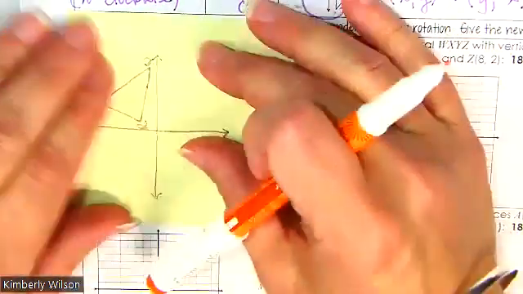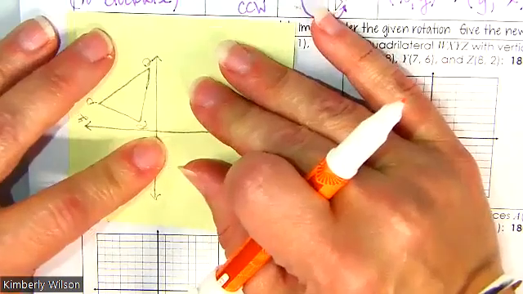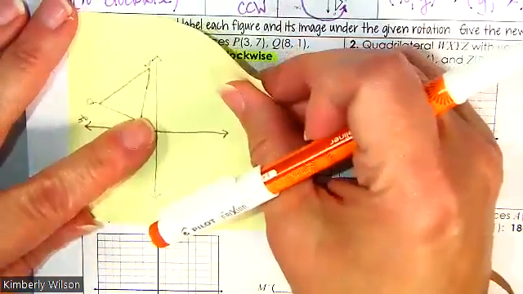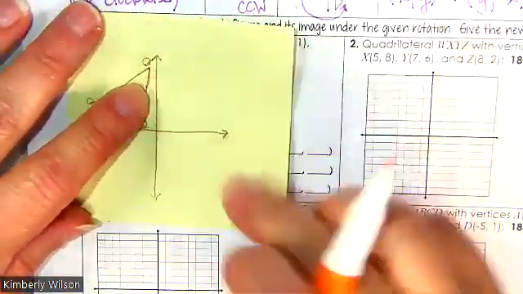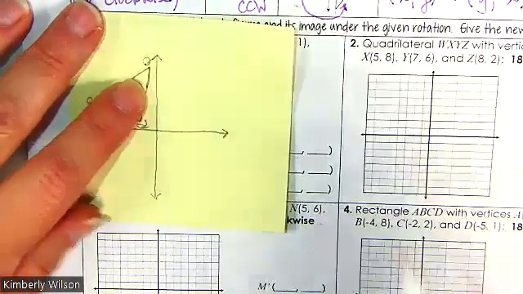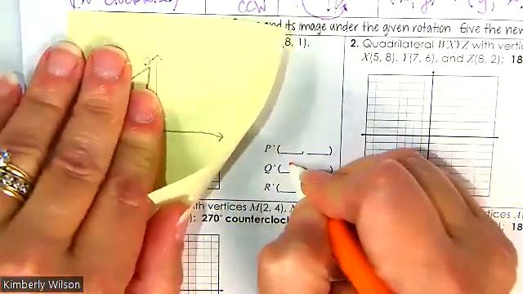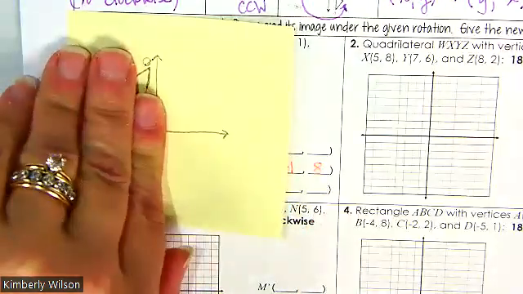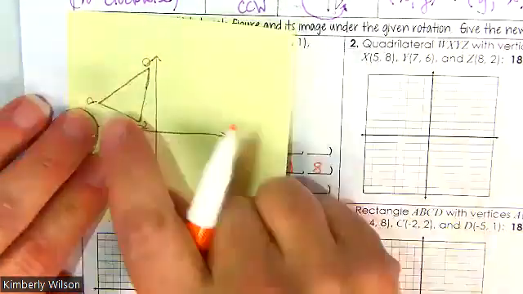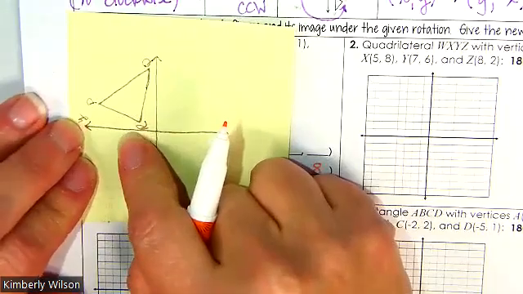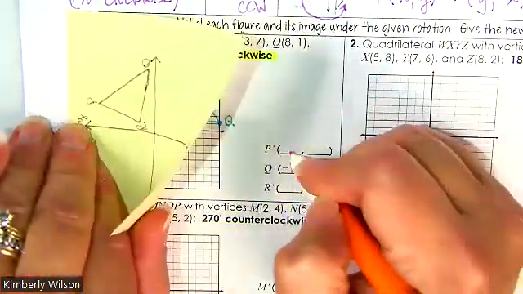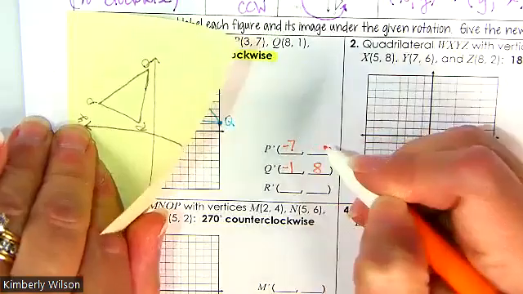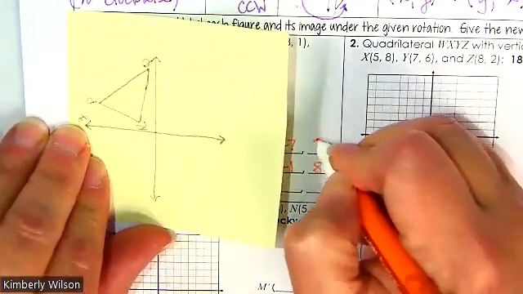And now what I can see is, well, what are these new coordinates? Well, Q is at (-1, 8). Excuse me. P is at (-7, 3).